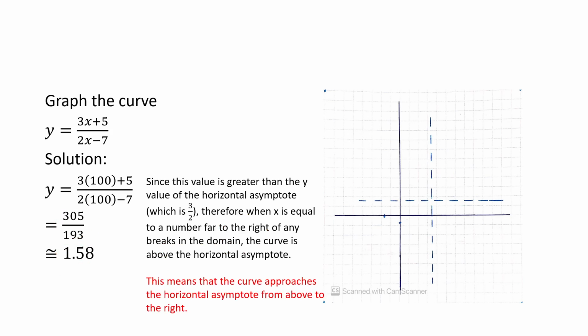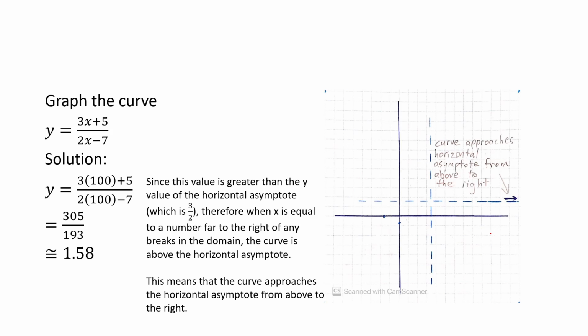So this means that, as it says in red, the curve approaches the horizontal asymptote from above to the right. We're approaching the horizontal asymptote this way as we get to the far right, not this way. Okay? So we can put a little arrow there, as you see, and that means we know ultimately when we graph our curve that it should be consistent with that.